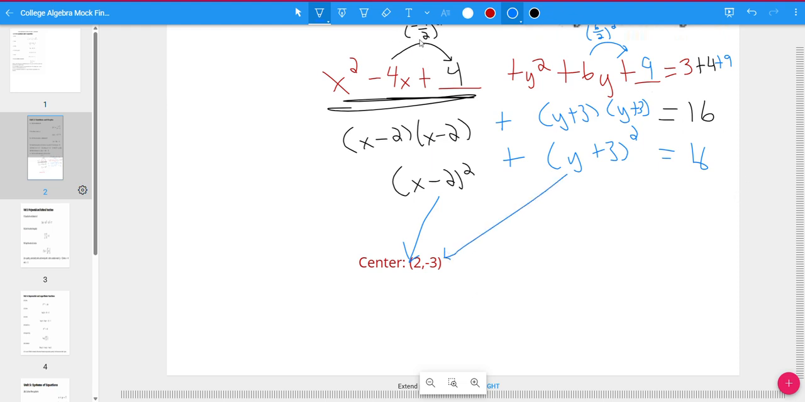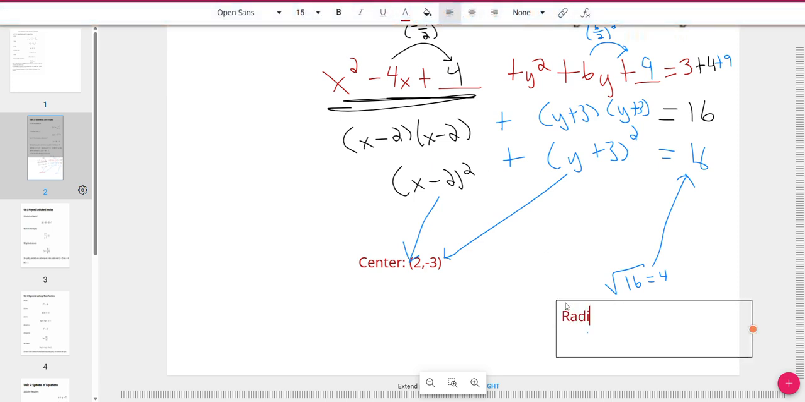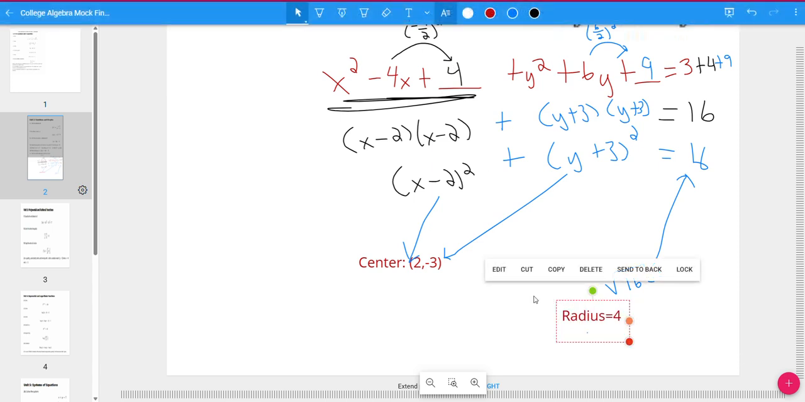And then remember the radius is the square root of this. The square root of 16 is 4. So the radius is 4, because this is radius squared at the end.